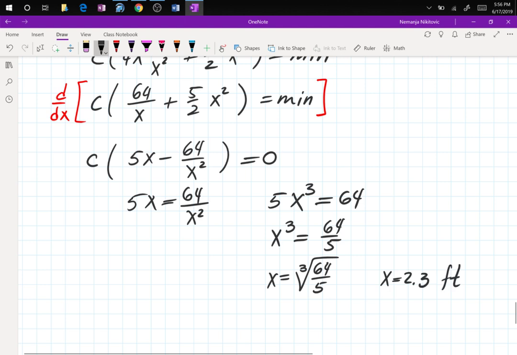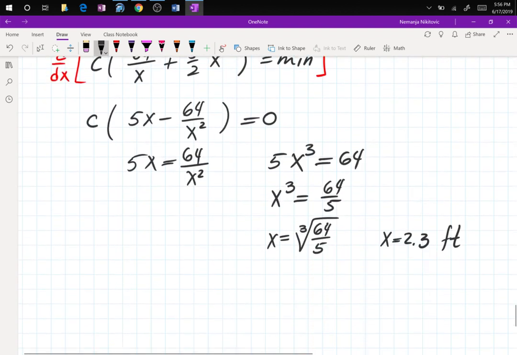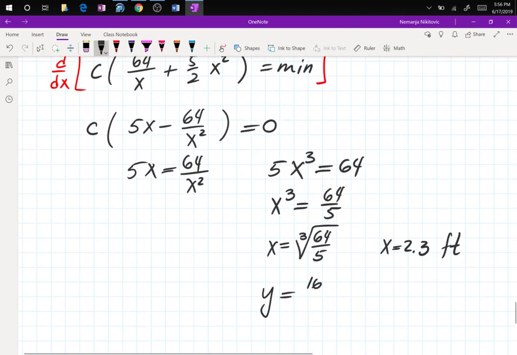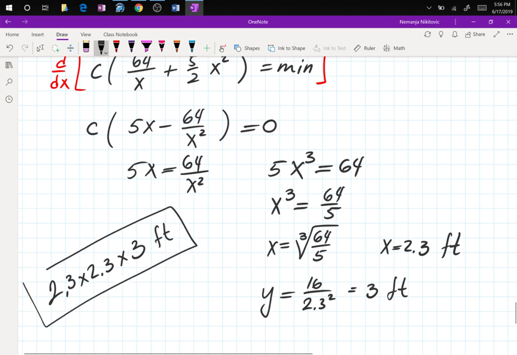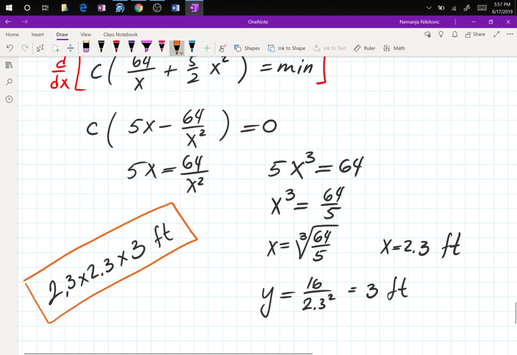feet for x, and then y is 16 divided by 2.3 squared is 3 feet. So the box needs to be 2.3 by 2.3 by 3 feet to give you the minimum cost on calculating the minimum cost to make the crate.